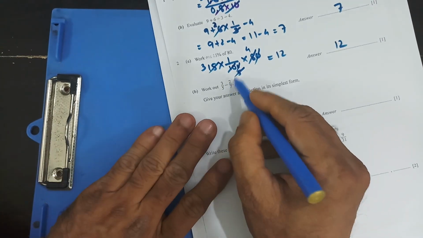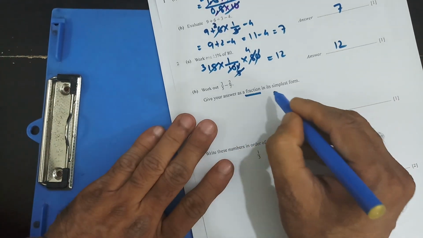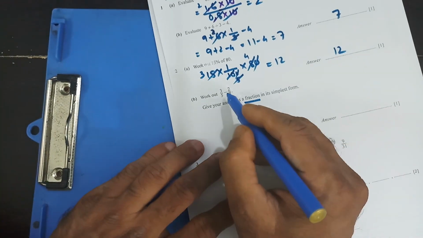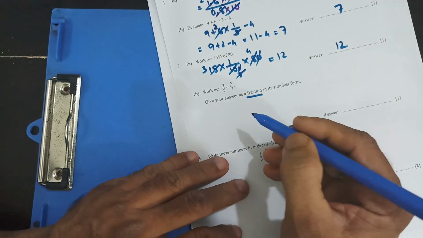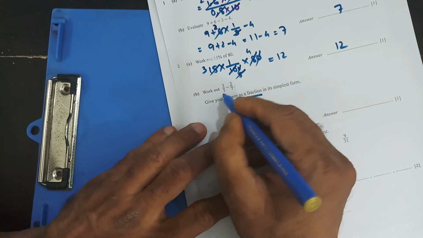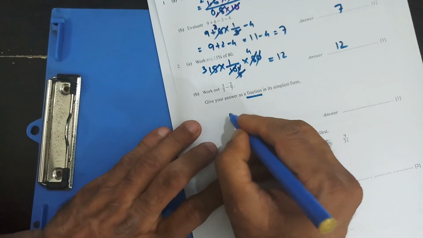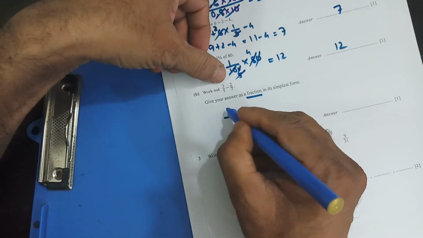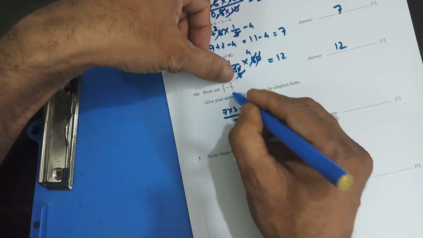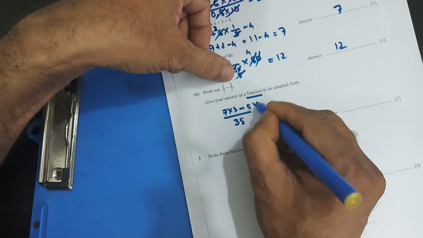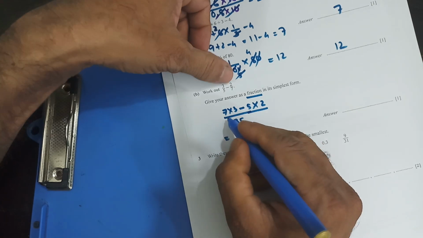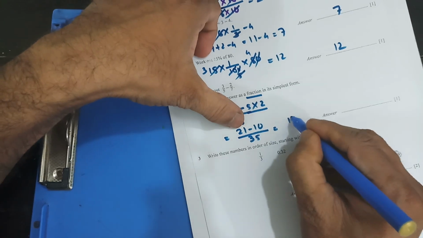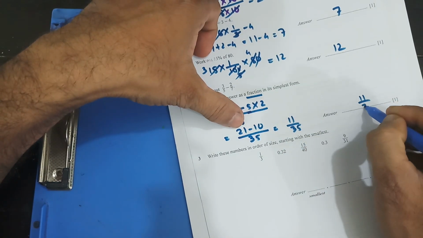Work out 3 by 5 minus 2 by 7, give your answer as a fraction in its simplest form. Now look at the denominators, it's 5 and 7. 5 and 7 are co-prime. They don't have anything common except 1, no other factors common except 1. So to find the LCM, we need to multiply them. So 5 7s are 35. Now if you divide 35 by 5, then you have 7, 7 times 3, minus, if you divide 35 by 7, it's going to be 5, then times 2. So on the top I have 21 minus 10 divided by 35, so it's 11 by 35. So 11 by 35, done.